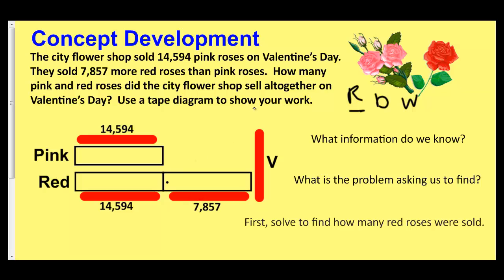And then here's our question. How many pink and red roses did the City Flower Shop sell altogether? So that's why this part right here, they used a line, and you can use a line or you can use this kind of a fancy mark, but this is what we're trying to find. This is our question. Okay, so you would draw this tape diagram, and just by drawing this, it's kind of obvious what we're going to do to answer the problem.